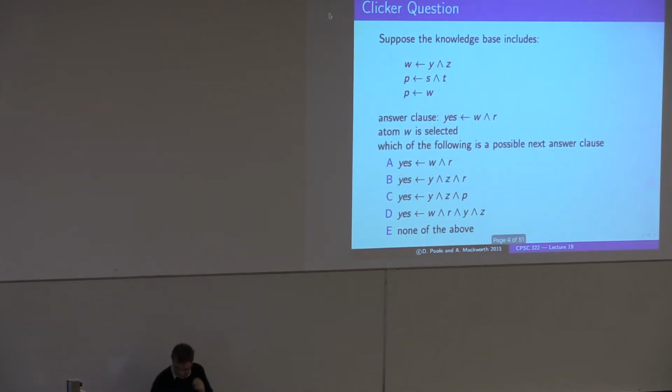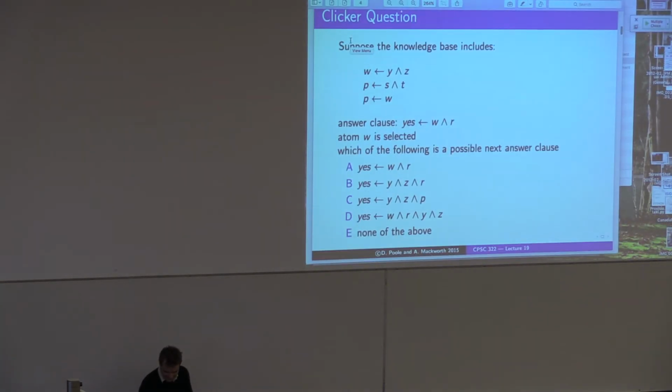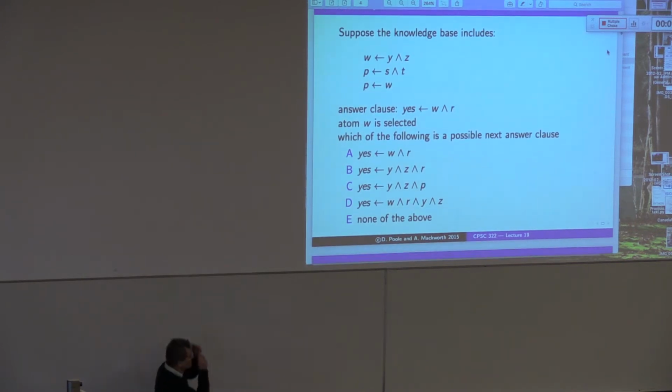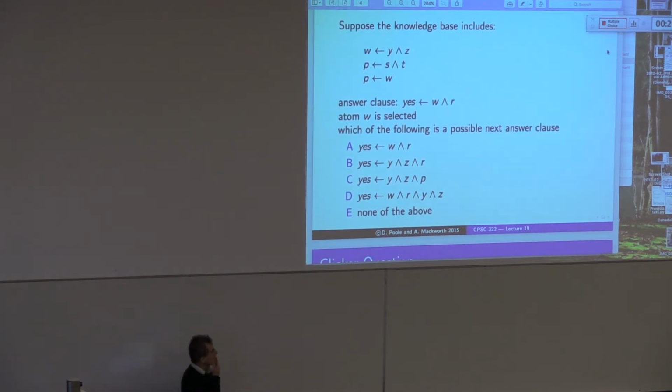Okay. So let's do a clicker question because we said we always would. Suppose the knowledge base consists of W if Y and Z, P if S and T, P if W. And we have an answer clause that says yes if W and R, and we've selected atom W. So the question is, which of the following is a possible next answer clause?